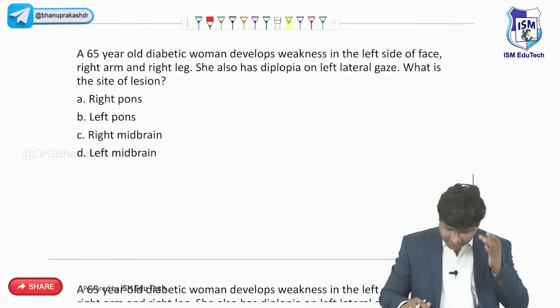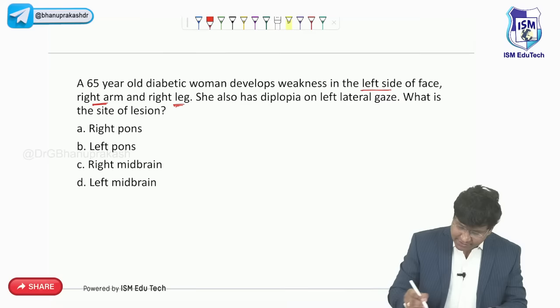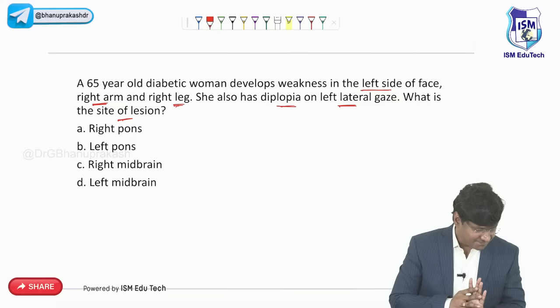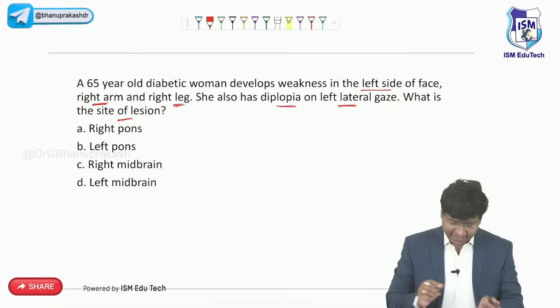So answer this question. A 65-year-old diabetic patient develops weakness in the left side of the face, right arm and right leg. She also has diplopia on the left gaze. So what is the site of lesion? Any one of you, please. Where will be the site of lesion? Right pons, left pons, right midbrain, left midbrain.